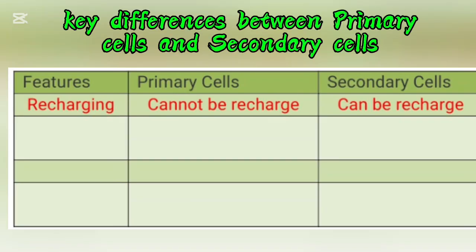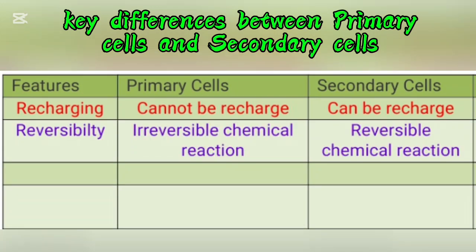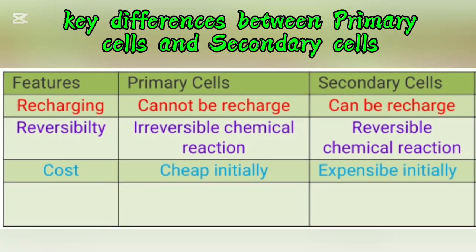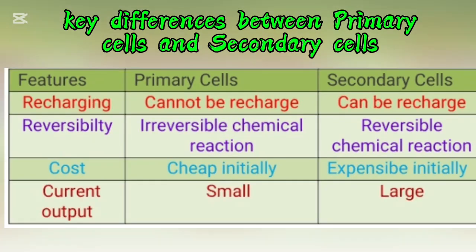Key difference between primary and secondary cells. Primary cells cannot be recharged, meaning after use they are dead, so thrown away. Secondary cells can be recharged, meaning they can be recharged after use and used again and again. Irreversible chemical reaction. Reversible chemical reaction. Cheap initially, expensive initially. Small, but for secondary cell, a bit large.